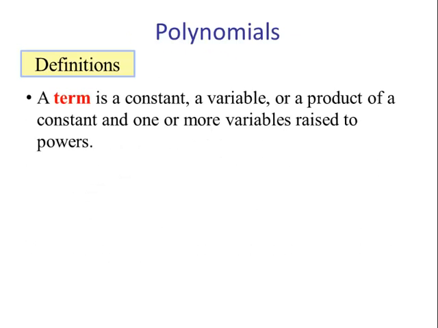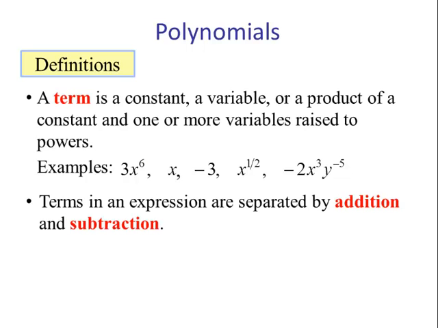Lesson Objective. Definitions. A term is a constant, a variable, or a product of a constant and one or more variables raised to powers. Examples. 3x to the 6 is a term. x, negative 3, x to the 1/2 power, and negative 2x to the 3rd y to the negative 5th are all examples of a term. Terms in an expression are separated by addition and subtraction.